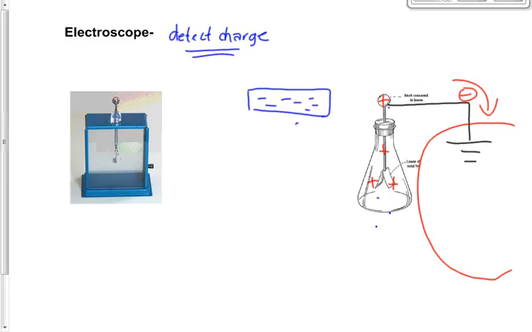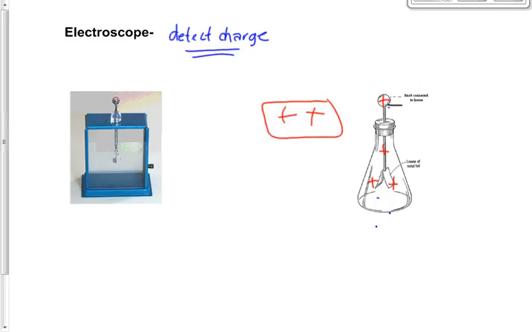Hey, quick little question before you leave here, guys. I won't redraw it, but what if I had brought a positive object nearby? Forget about the grounding here as well. What would happen to the electrons in that case? They would have got sucked up to the ball, right? Leaving the ball negative and the leaves positive. What would happen to the leaves? They would repel again. So again, it detects charge, but the leaves are going to do the same thing whether you got positive charge or negative charge, right? Doesn't tell us what kind we have.